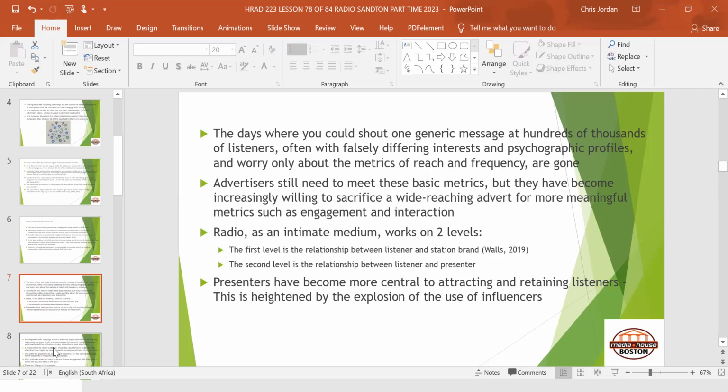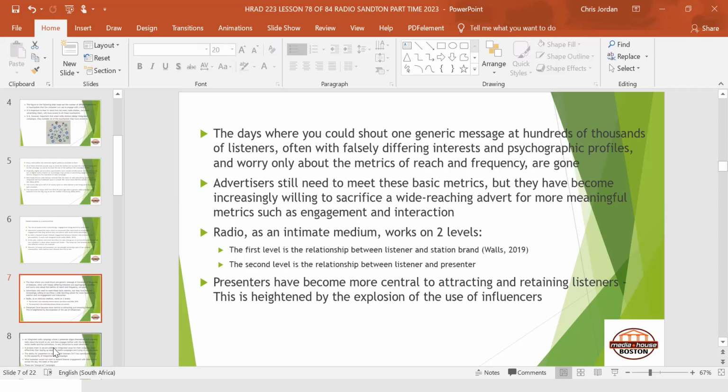Radio as an intimate medium works on two levels. The first level is the relationship between the listener and the station, obviously brand, but the second is with the listener and the presenter, right? Which is why we can say, yes, sure, we would go for those kind of aspects like a power spot, where I'm going to be a brand ambassador, I'm going to go behind this, I'm going to endorse this product, whatever it may be, right?